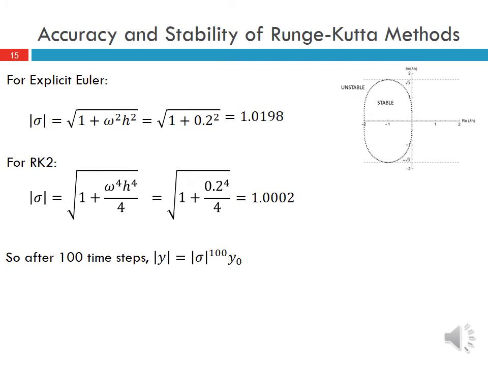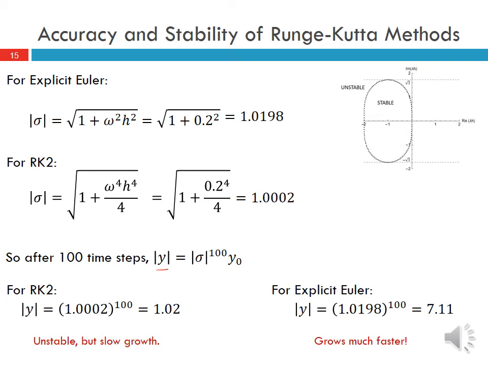So after 100 time steps, the magnitude of y is going to be this sigma to the power 100. For RK2, we get 1.02. So it's unstable, but it is slow growth. We only have a 2% error after 100 time steps. Whereas for explicit Euler, if we do the same thing, we get 7.11. So it grows much, much faster.